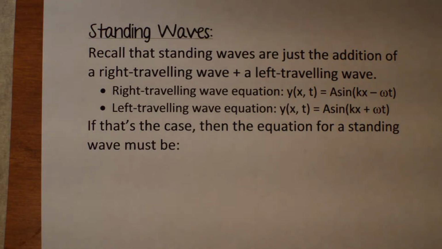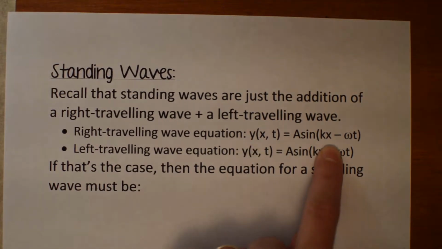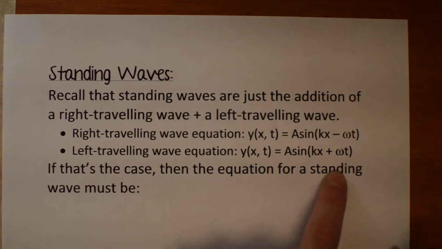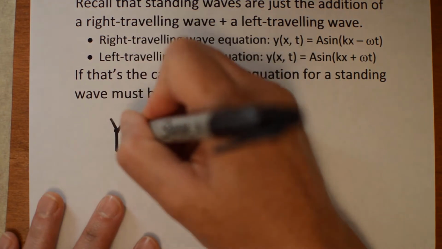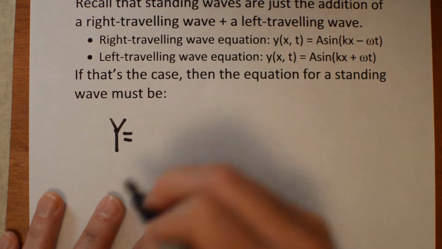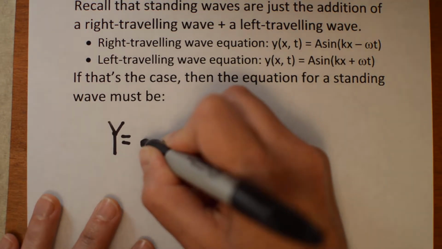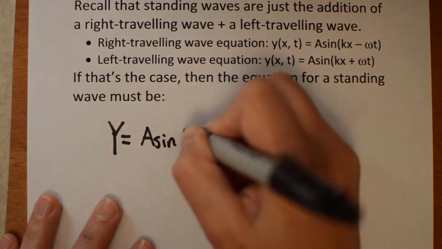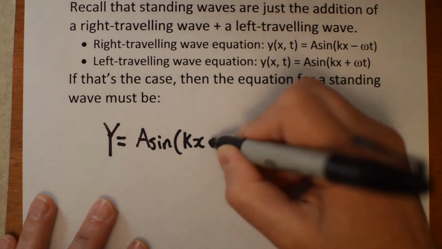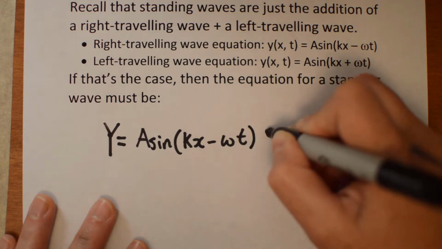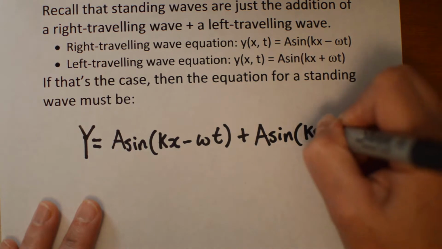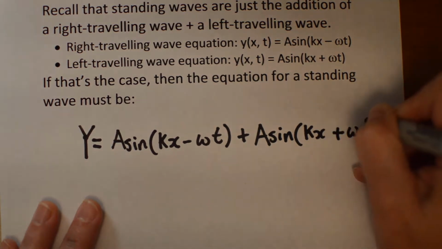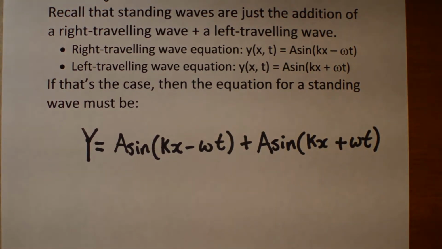To add two waves together, you literally just have to add them. So this is the equation for a right traveling wave, right? Here's the equation for a left traveling wave. If we want to know the equation for a standing wave, I'll call it maybe capital Y because it's standing, it's more important. That's going to be just my right traveling wave, which is a sine of kx minus omega t, plus my left traveling wave, which is just a sine of kx plus omega t. That's actually all there is to it, sort of.